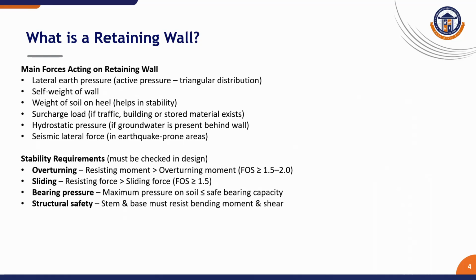Stability requirements that must be checked in design are: overturning, where the resisting moment must be greater than the overturning moment, with a factor of safety of 1.5 to 2. Sliding, where the resisting force must be greater than the sliding force, with a factor of safety of 1.5. Bearing pressure, where the maximum pressure on the soil should be less than or equal to the safe bearing capacity. Structural safety, where the stem and base must resist bending moment and shear.